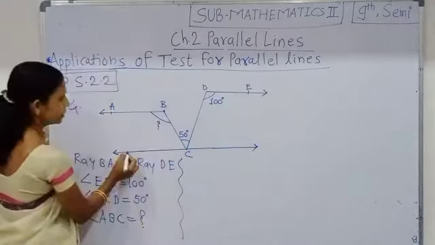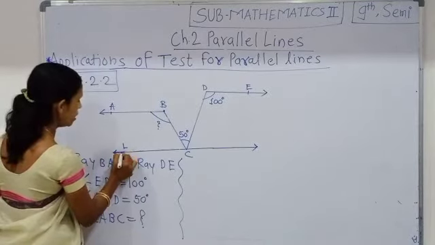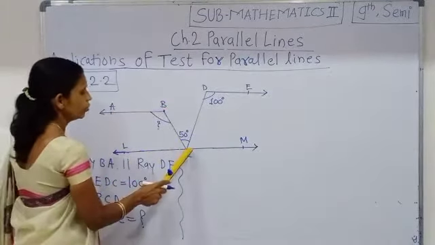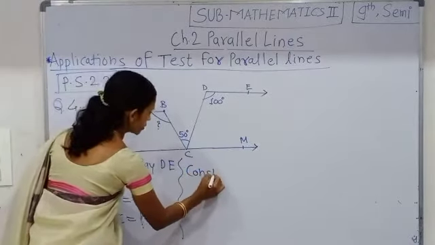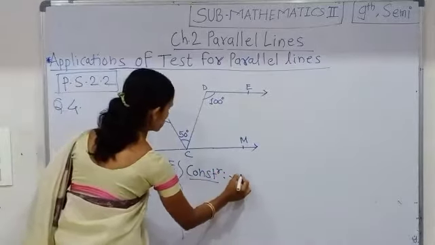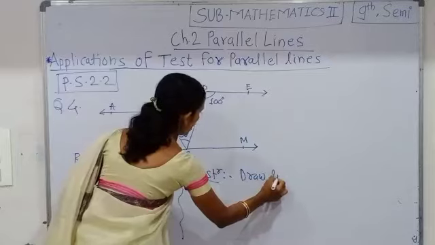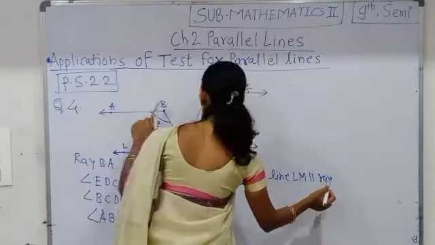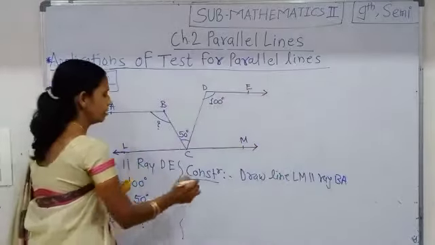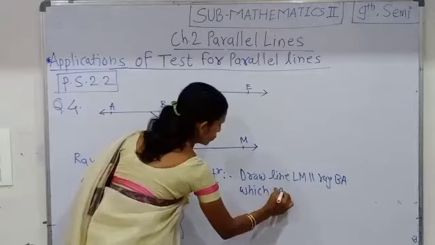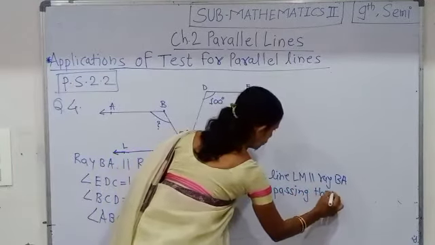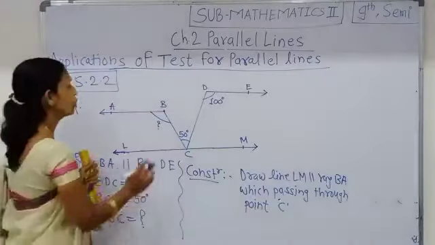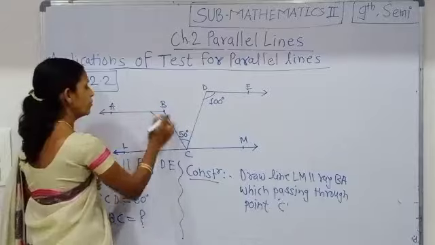See here, line LM is drawn parallel to line AB, passing through point C. The construction done here is: draw line LM parallel to ray BA, passing through point C. Then we have to find the measurement of angle ABC.